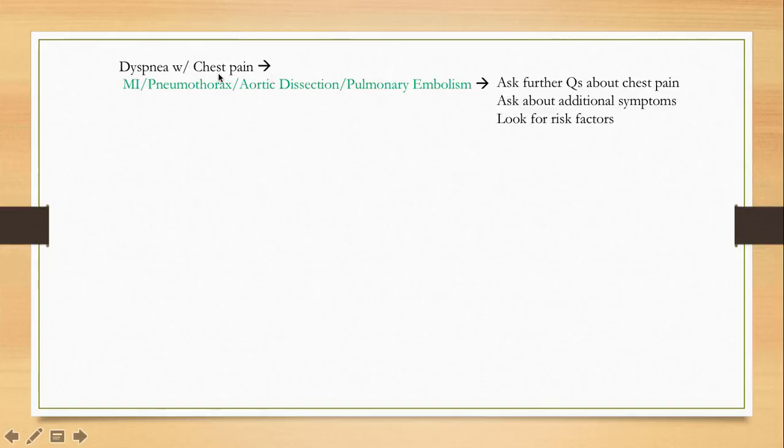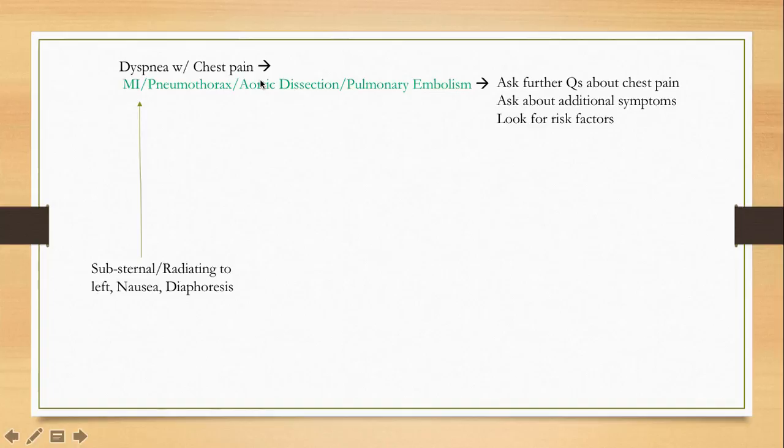chest pain. And of course you will ask further questions about chest pain, and each chest pain is going to be characteristically different from each other, so that's how you will get to the diagnosis. So this is how it becomes very easy to sort out and solve this very complex problem of dyspnea. And you will ask additional symptoms about each diagnosis and look for risk factors. So this is basically your blueprint to approach or evaluate dyspnea with chest pain.